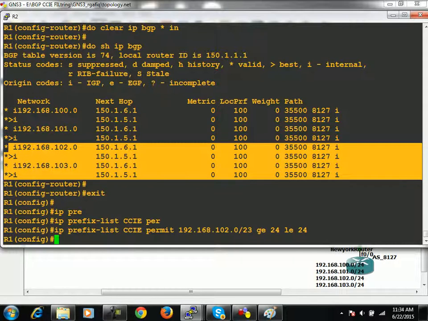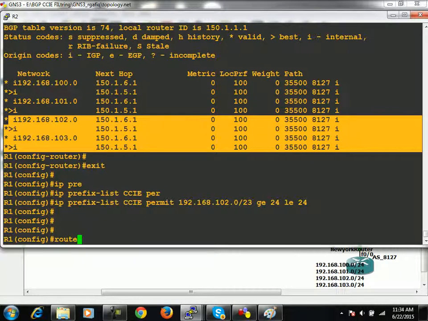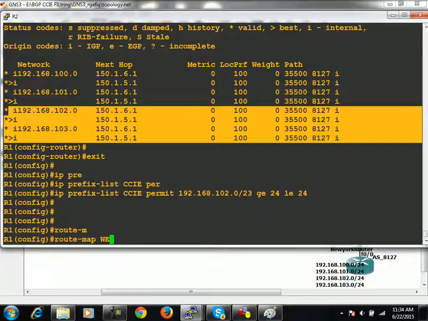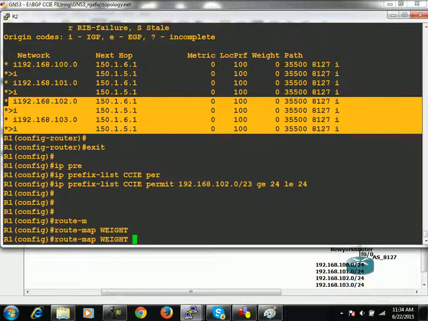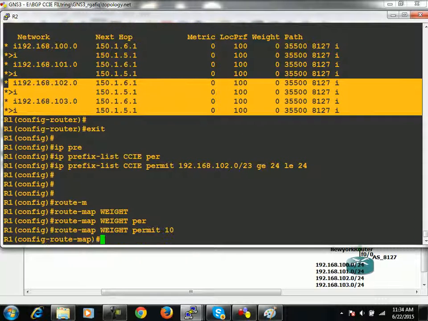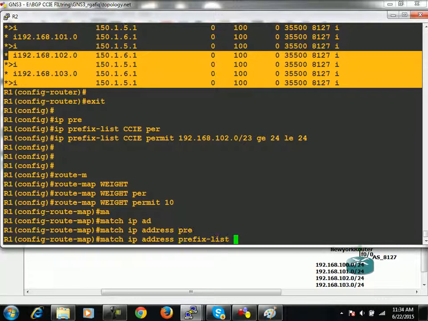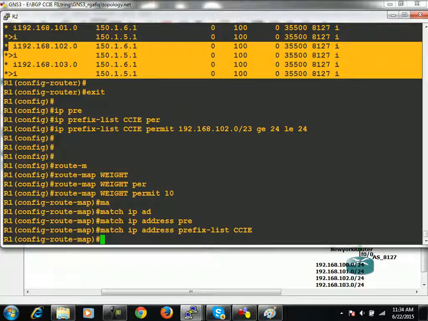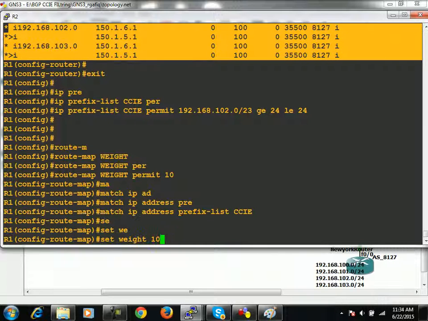And now create one route map with the name of weight itself. Say permit 10. Match ip address prefix-list, and the prefix list name was CCIE. Now say set weight. How much? 10 will be enough, right? Or 50? Let's say 50.